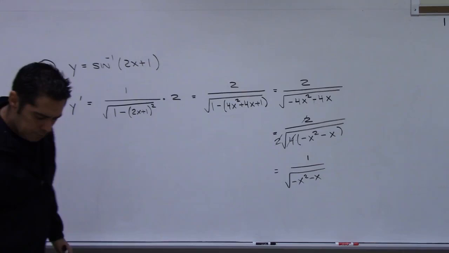No problems. Now 5b is going to be slightly different. We have to pay special attention on 5b to what's happening. So on b, we get arcsine of sine of 7 pi over 3.